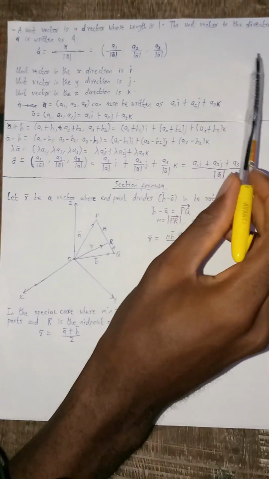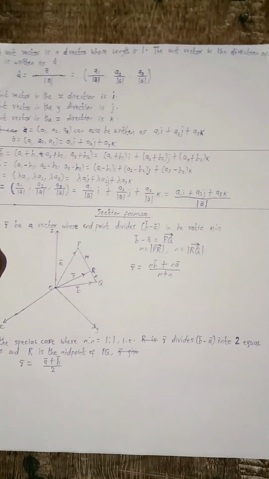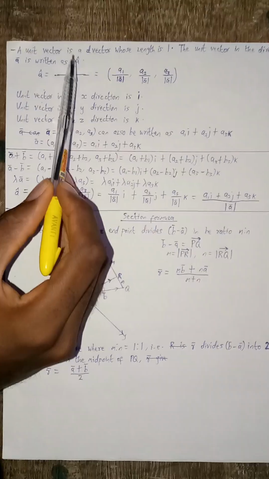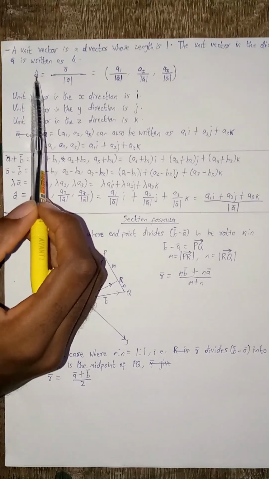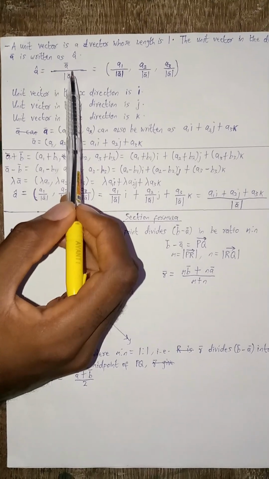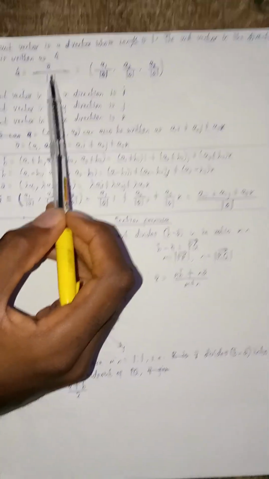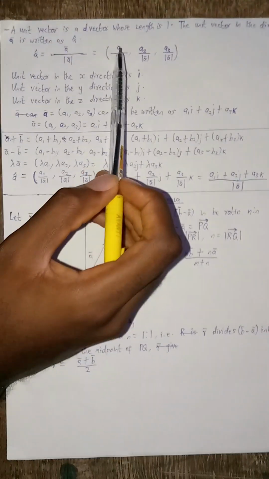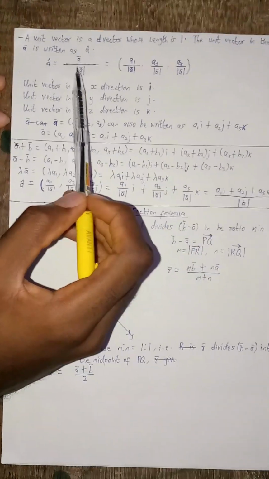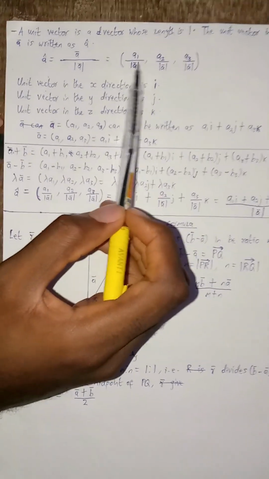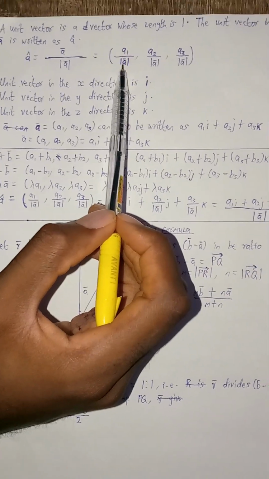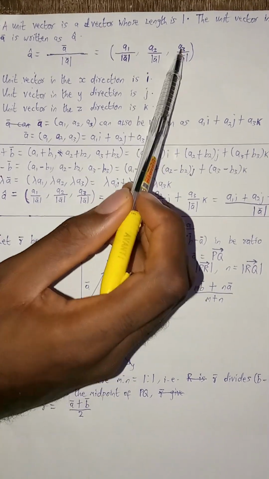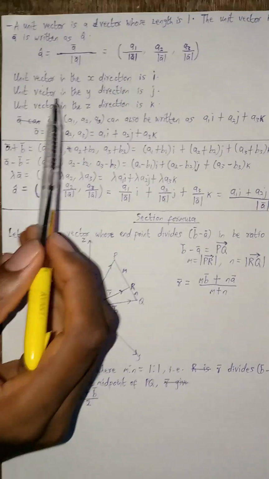Now, a unit vector in the direction of any vector A is written like this. The unit vector in the direction of A is equal to A divided by the magnitude of A. Because A is A1, A2, A3, this is the same as dividing each component by that magnitude. So we have A1 over magnitude of A, A2 over magnitude of A, A3 over magnitude of A.